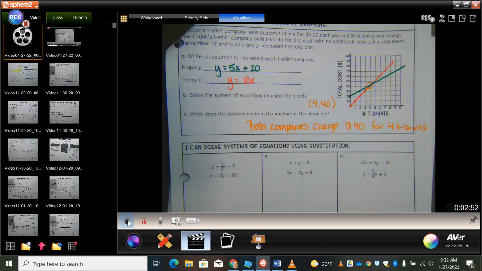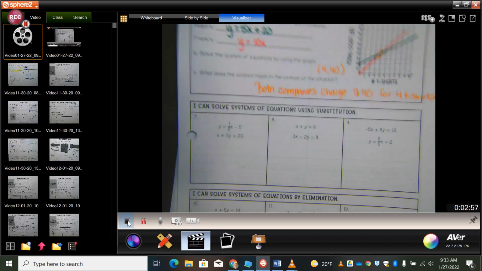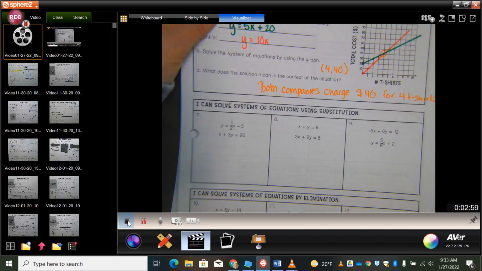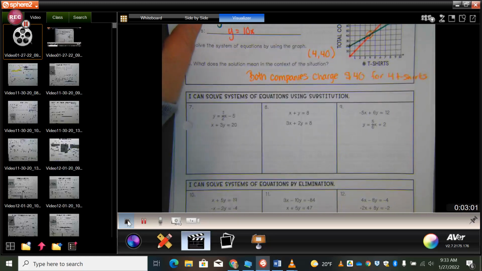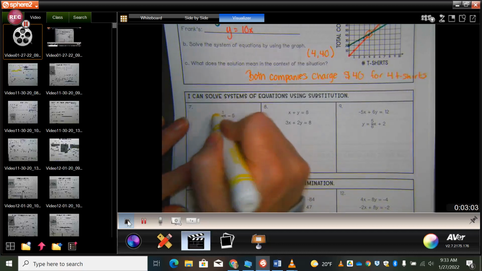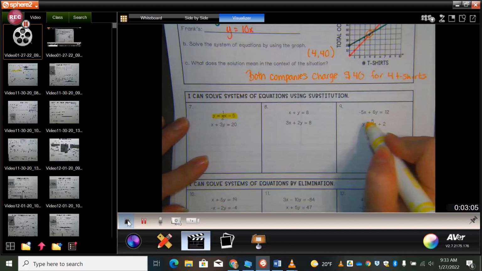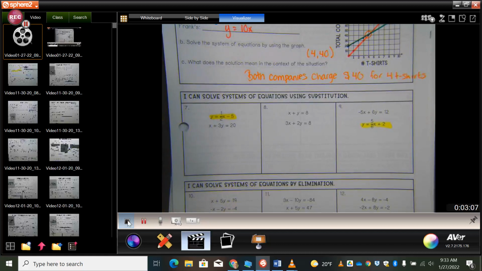All right, for the next 3 problems, we have to use substitution in order to solve. All right, and when you're substituting, you want it to say X or Y equals something. So in this first case, it says it. In the third case, it says it, but it does not say it in the second case, so we'll have to make it say that. But we'll get there in just a minute.